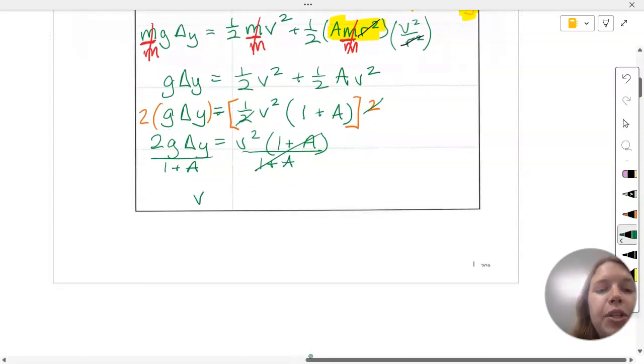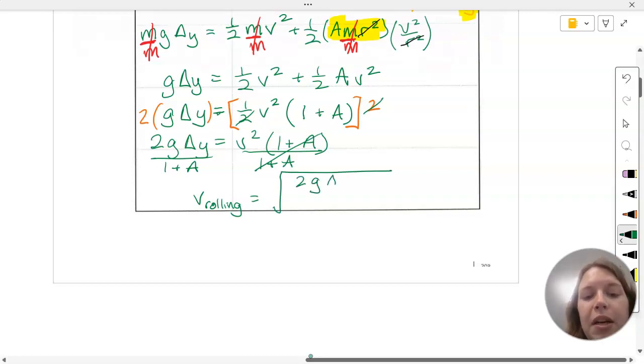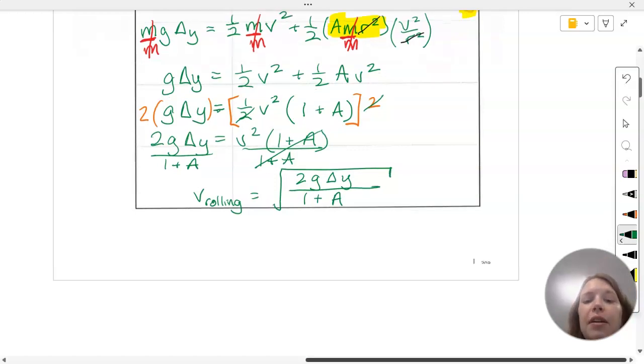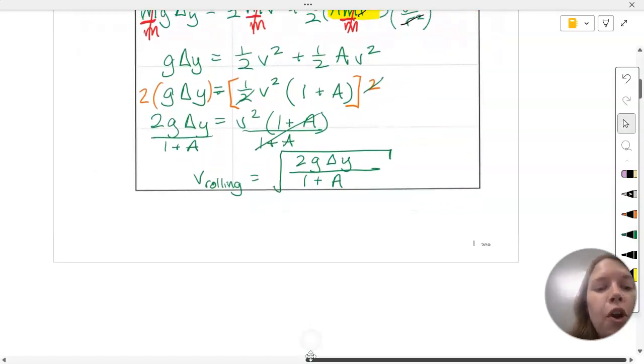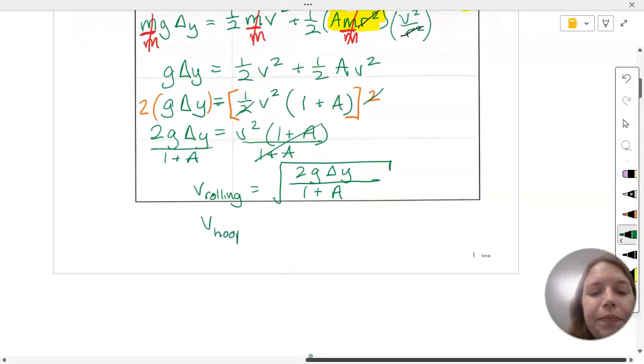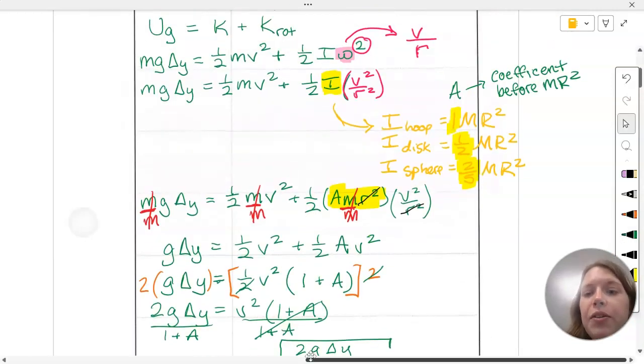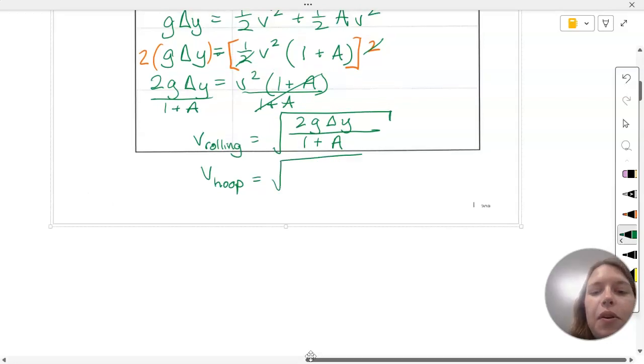So for any object that is rolling, we can find v as the square root of 2 times g times the change in height divided by 1 plus A, where A is the coefficient in front of the moment of inertia. So for a hoop, the I of the hoop was just mr squared, so that coefficient was just 1. So it would be the square root of 2 times g times the change in height over 1 plus 1, which is 2.